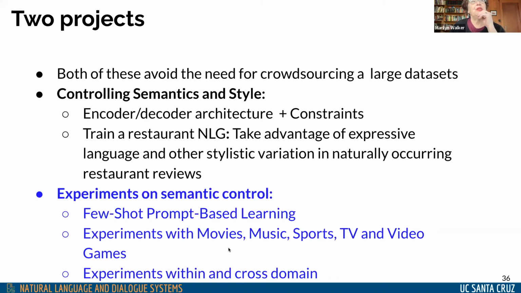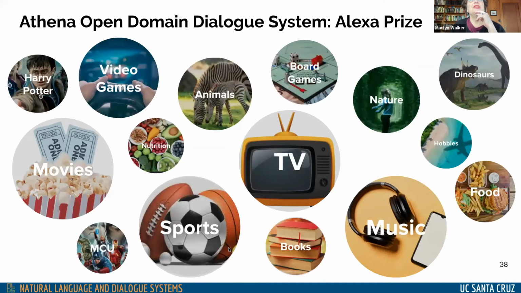So as I said, I'm going to talk about two projects. I just finished this one where we tried to control both semantics and style. And in this second project, we're just going to experiment with semantic control using a newer paradigm of prompt-based learning, few-shot learning. And we did experiments with the movies, music, sports, TV, and video games domains. And we experimented by training and testing within a domain, and also training in one domain and testing in another domain. So these experiments were done in the context of our Athena open domain dialogue system for the Alexa Prize.